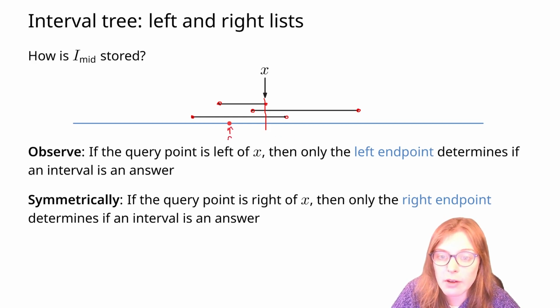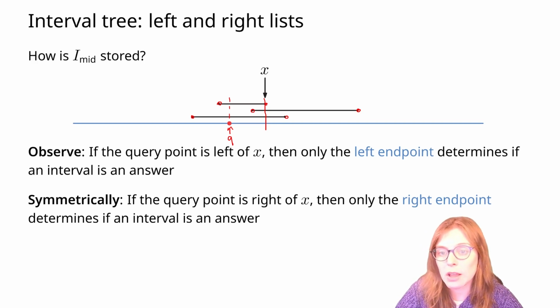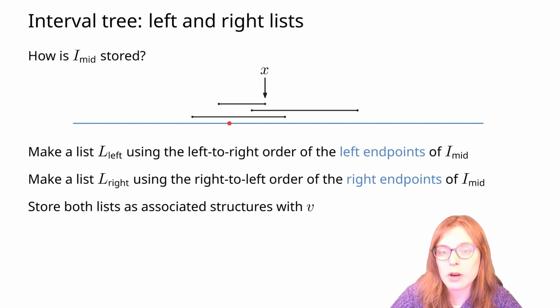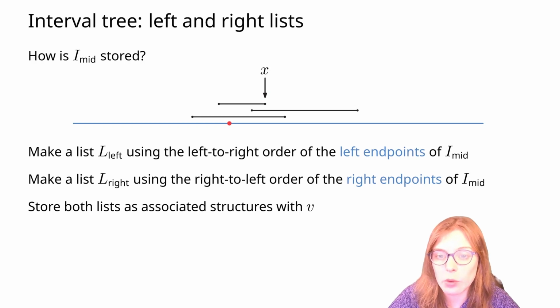So if this is our query value, and we know that it lies to the left of x, we only need to compare that query value against the left endpoints of the intervals stored in the given node. Similarly, if the query point is larger than x, then we need to compare it against the right ends of the intervals. So a solution that will allow us to report the intervals intersecting the given query point q efficiently is to make two lists. Store the intervals by their left endpoints in the order from left to right, and store the same intervals by their right endpoints from right to left in the second list. We will use both lists as associated structures with the given node V.